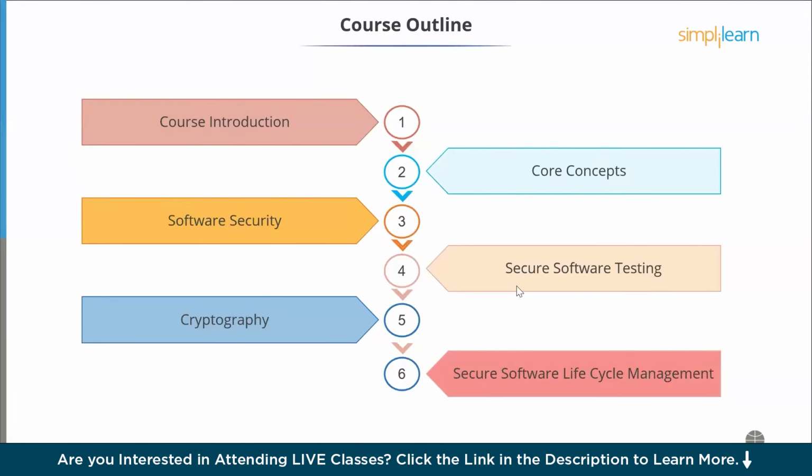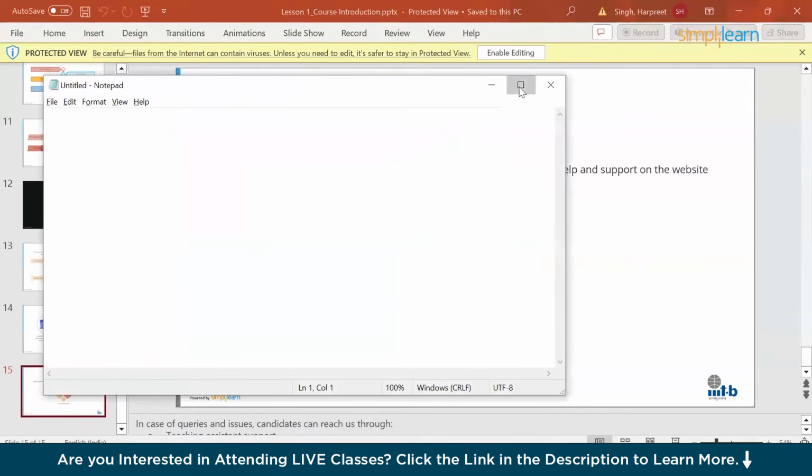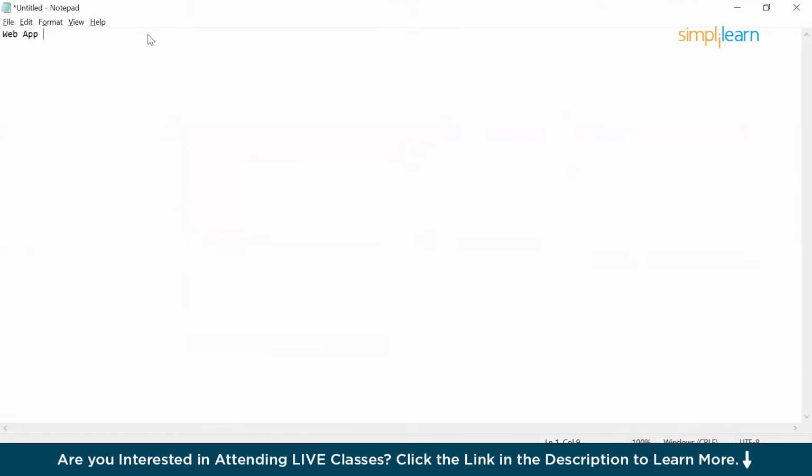Our course would start with the introduction, which we are doing, then the core concepts: what's software security, how secure software testing is done, what is cryptography, a very important topic, and secure software lifecycle management. Skills that we'll be covering would be web app scanning, encryption, application monitoring, error logging, OWASP top 10, and API security. The agenda for today: application and web app security.